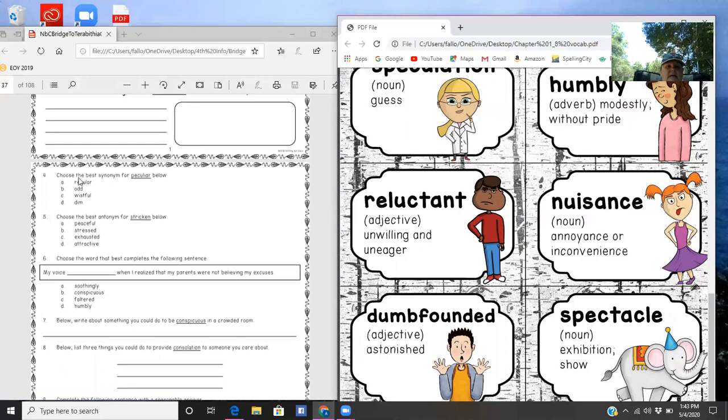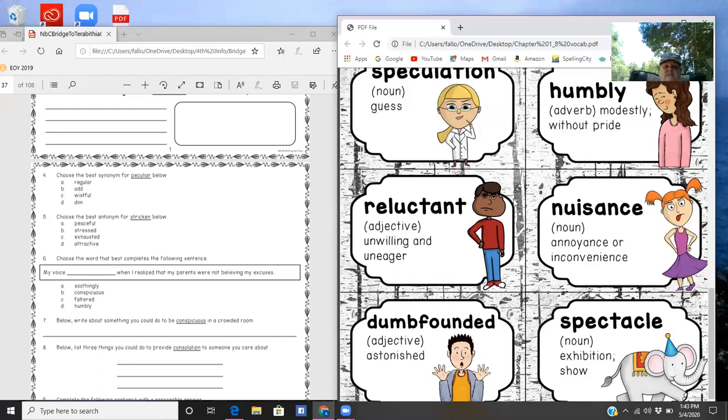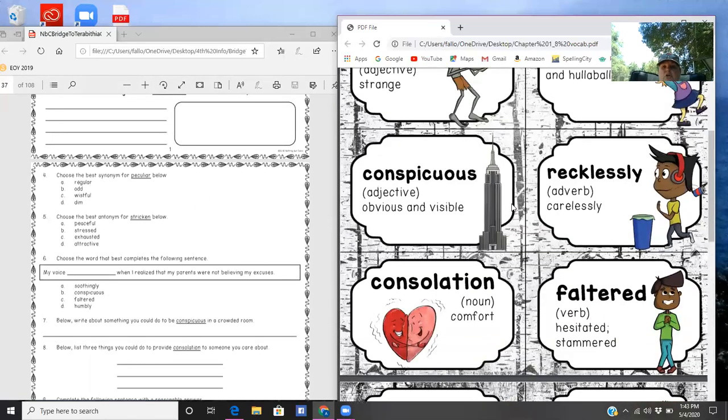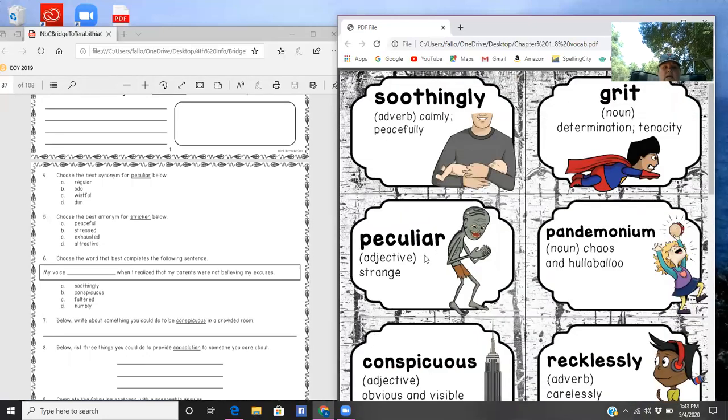Looking at number 4, I'm reading number 4, choose the best synonym for peculiar below. And synonym means the same thing. So we need to find peculiar. Peculiar right here is strange. And we need to figure out which one means the same thing as peculiar or strange. Is it A, regular, B, odd, C, wistful, or D, dim? And you just circle the correct answer.